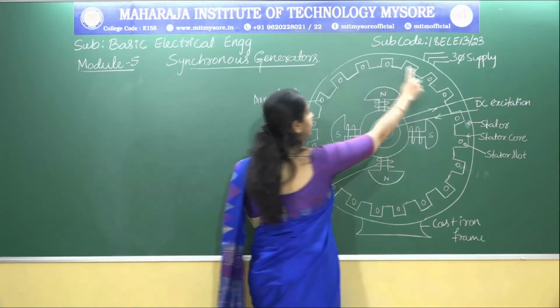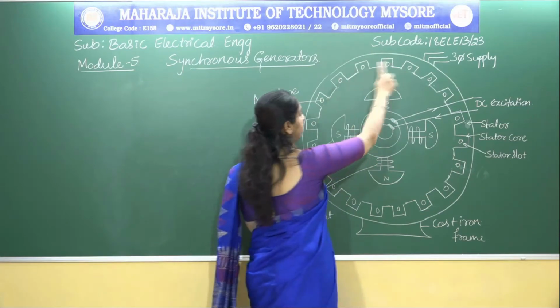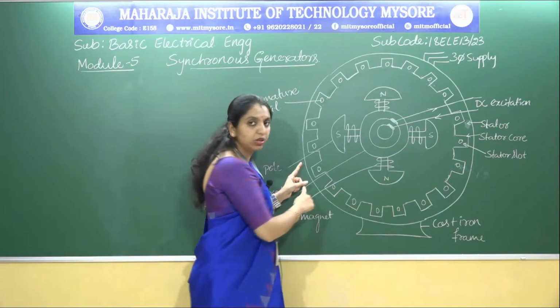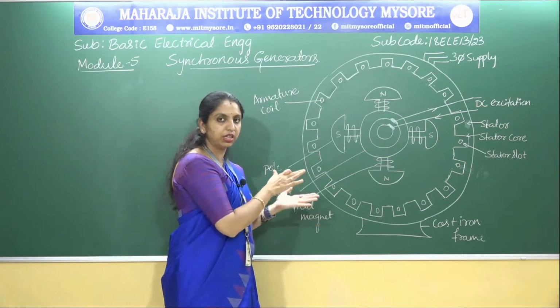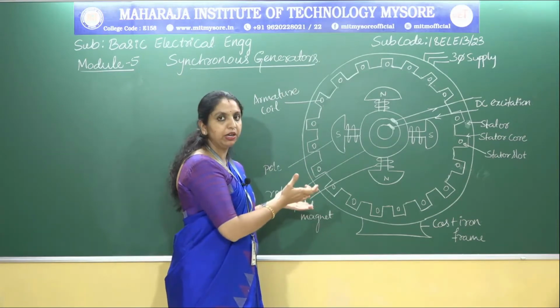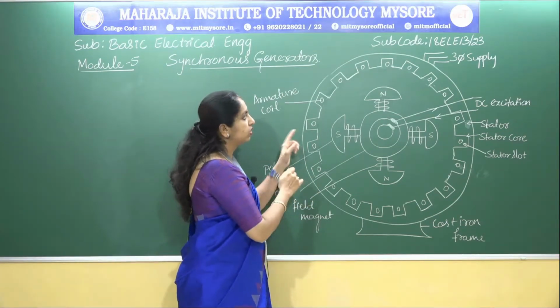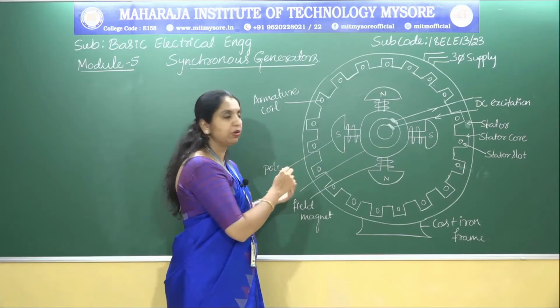So we consider these as stamped out, laminated and insulated from each other, and of course these are stamped here to form a complete ring, and these stampings have open slots, or uniformly distributed open slots.